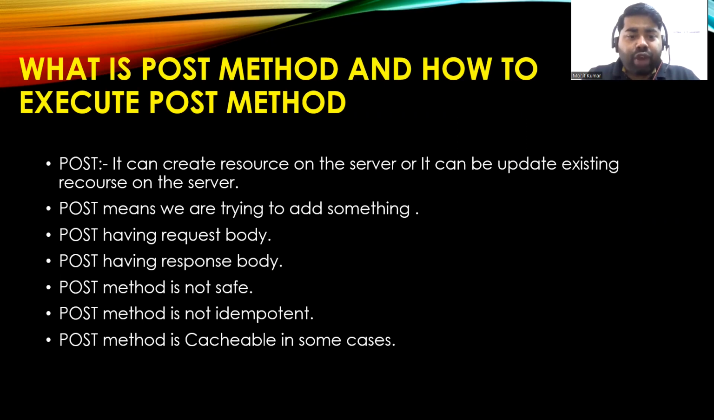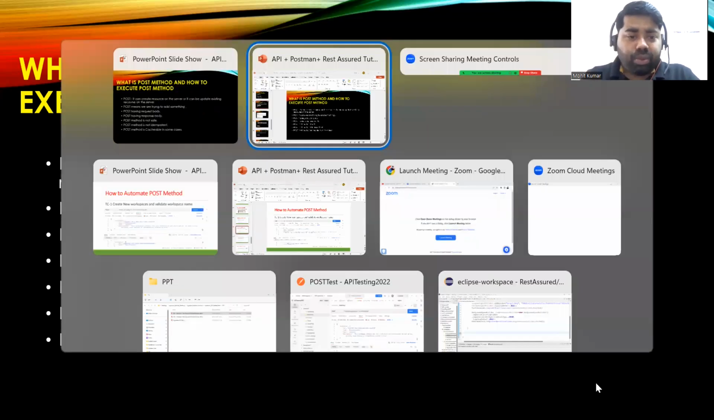The post means we are trying to add something. I have already told you, post has a request body, so you have to give the request payload. Post has a response body also, so if you give some request, then you will get the response as well. Post method is not safe, it is not idempotent, and it is cacheable in some cases. Now we have one example of how to execute the post method in Postman. Let me show you first in Postman.